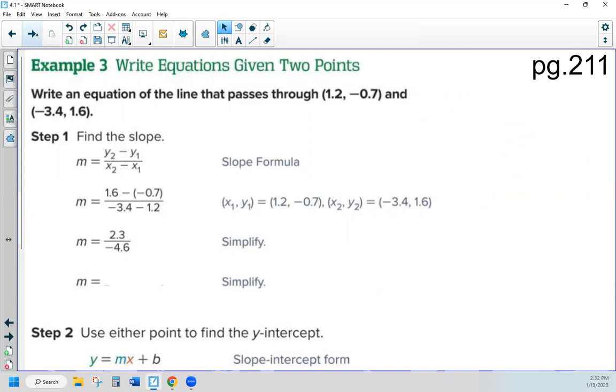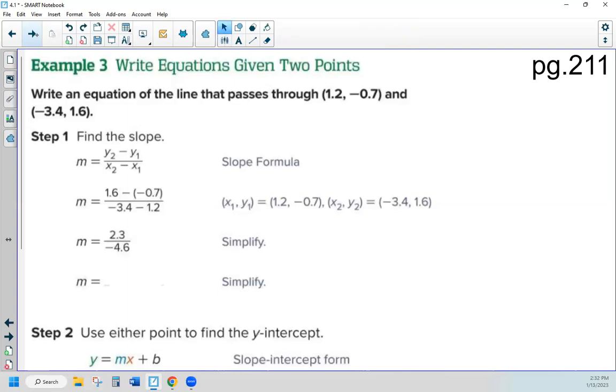Example number 3. This is on page 211. Flip your page. All right, people, here it is. Write an equation given 2 points. Fun fact, we just did that with the previous question. In the last question, this kid was walking around, jogging around. We actually found 2 points, or we noticed that there were 2 points given to us, and from there, we did everything.